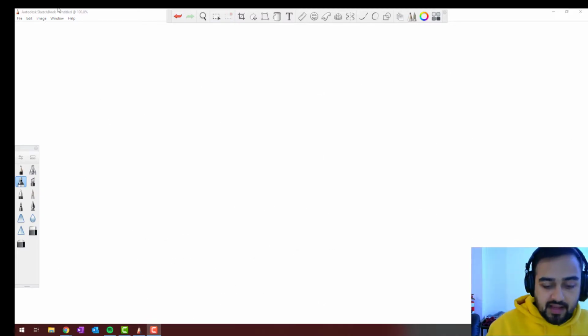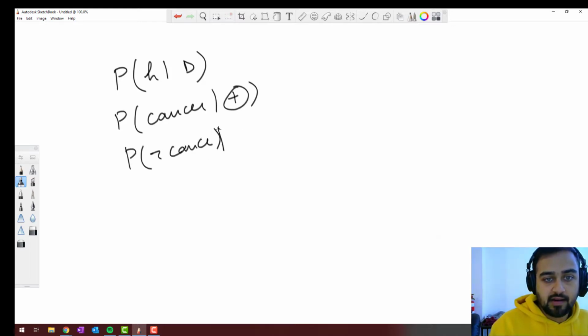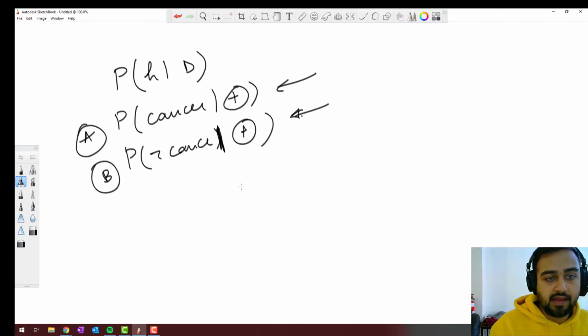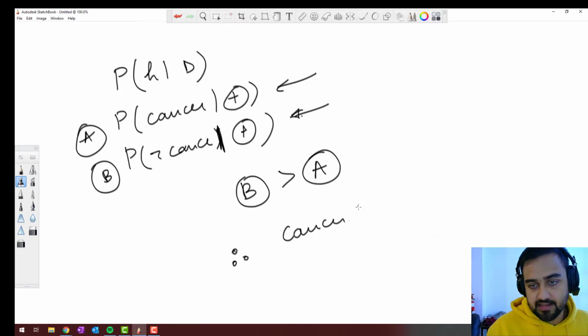The task was to find if the result came back positive, whether the patient has cancer or not. But when we calculated the hypothesis space given the data, hypothesis given data, that is probability of cancer given positive, and probability of not having cancer given positive, right? When we calculated these two, we found that B is greater than A. Therefore, taking that as maximum, we say that cancer is not present.